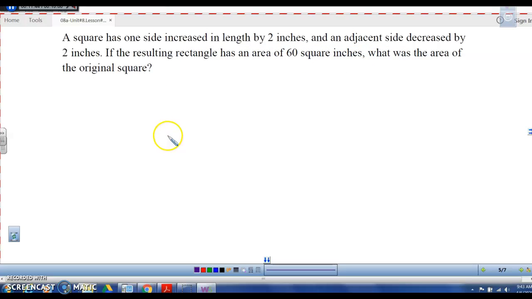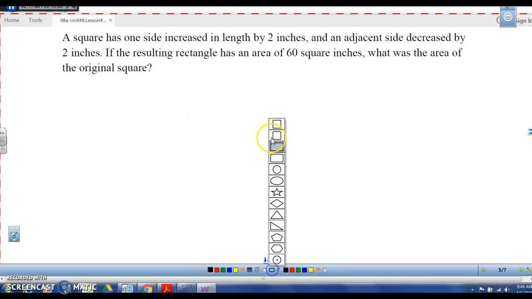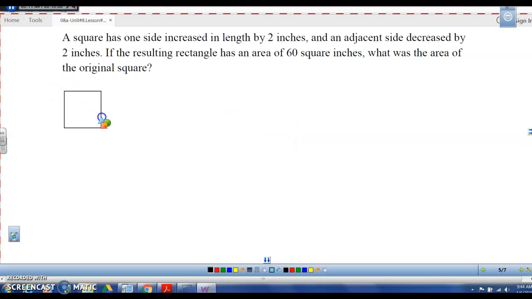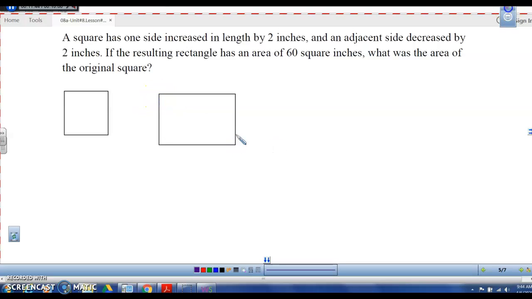Now this sounds really complicated, but let's see if we can draw ourselves a picture first. First of all, we're starting with a square. Here's my square. And then we're going to change the square, and it's going to turn out to be a rectangle. So let me draw a rectangle as well. There's my rectangle. Not to scale, but that's okay.